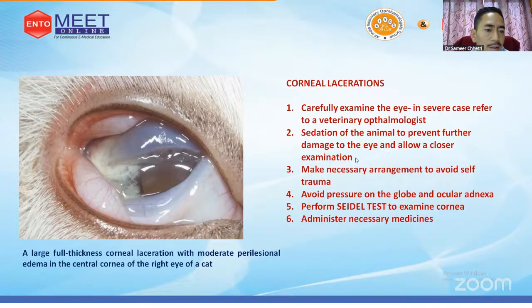In the picture, you can see there is a large full thickness corneal laceration, and also a moderate perilesional edema in the central cornea of the right eye of a cat. This one is the right eye of a cat.